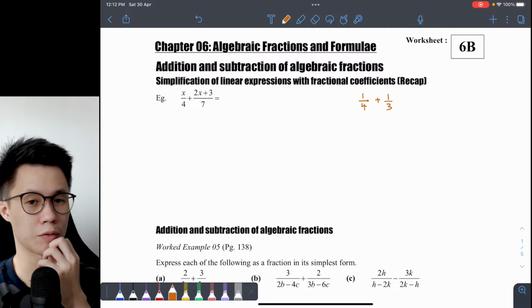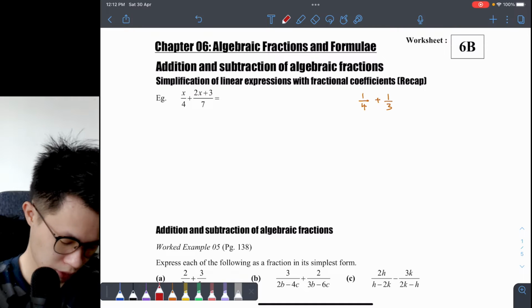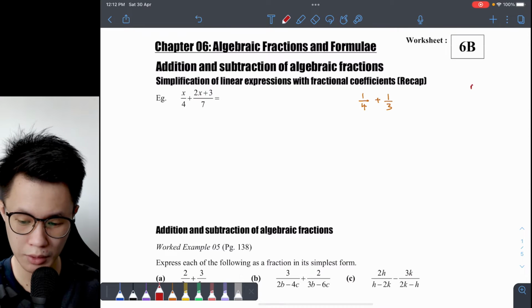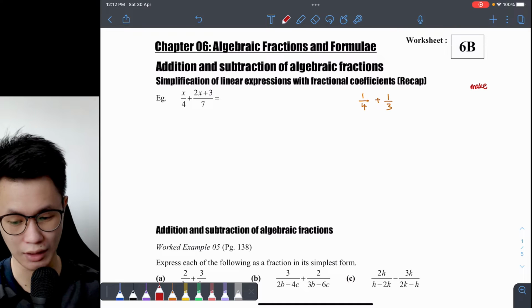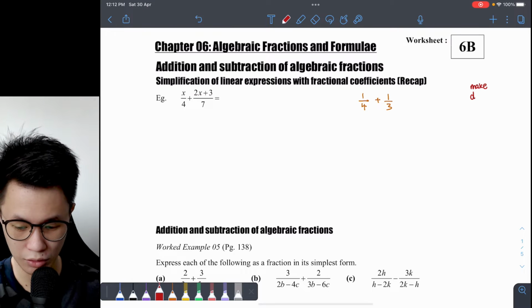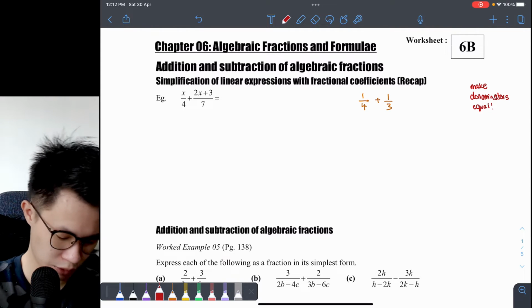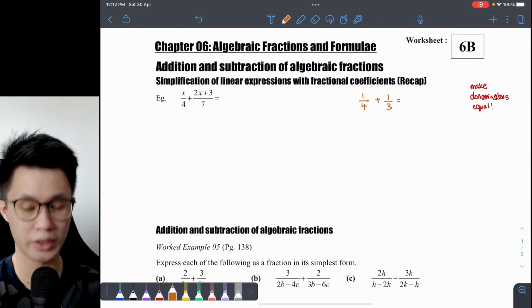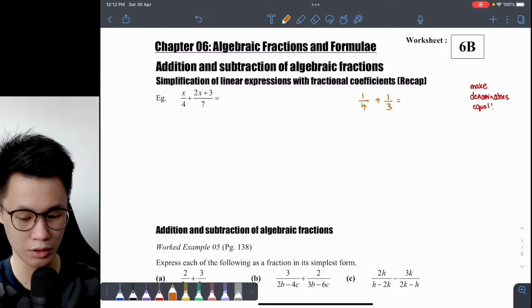I think we have learned that we need to make the denominators equal, right? Because we need to make the pieces the same, then we can add the stuff together. Make denominators equal. This is something that we have always done when we want to add fractions. In this case, how do we make the denominators equal?